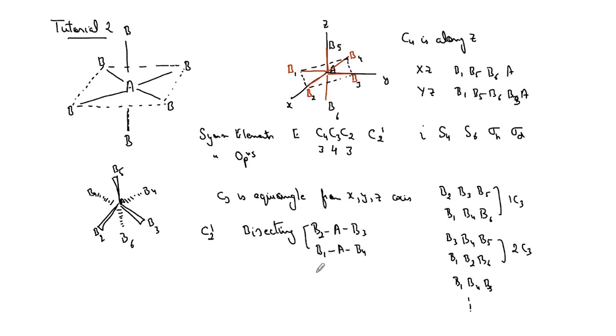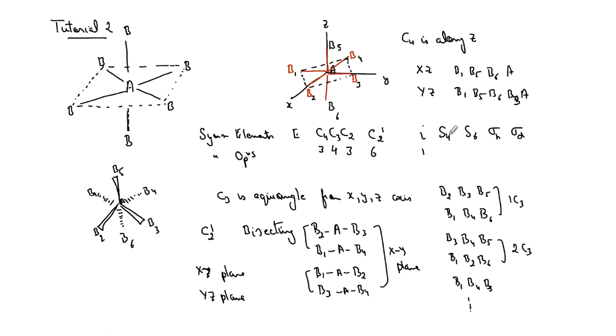Now let's also find another such pair. So you have B1 A B2 and B3 A B4. So these are the angles which this C2 prime is bisecting. Now this is one, this is one. Similarly, you have one going in the XZ plane. So this was in the XY plane. Both of these are in the XY plane, right? So similarly, you will find two pairs in the XZ plane and two pairs in the YZ plane, right? So that gives you six such C2 primes.